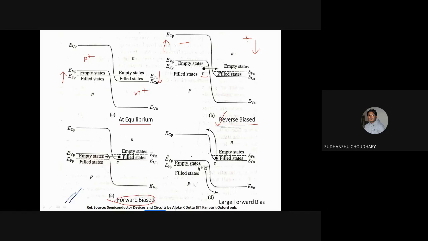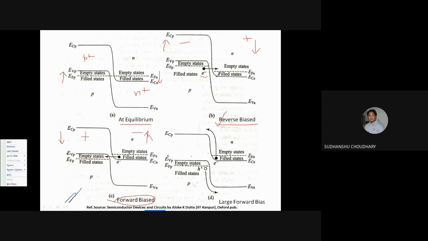So from the equilibrium state, now let us come to the forward bias state. Forward bias obviously means I want to apply a plus over here and a minus over here. So this will push down the energy bands, and this will pull up the energy bands. When these are pushed down, empty states are pushed down here, and the filled states are pulled up. Filled states are pulled up, empty states are pulled down.